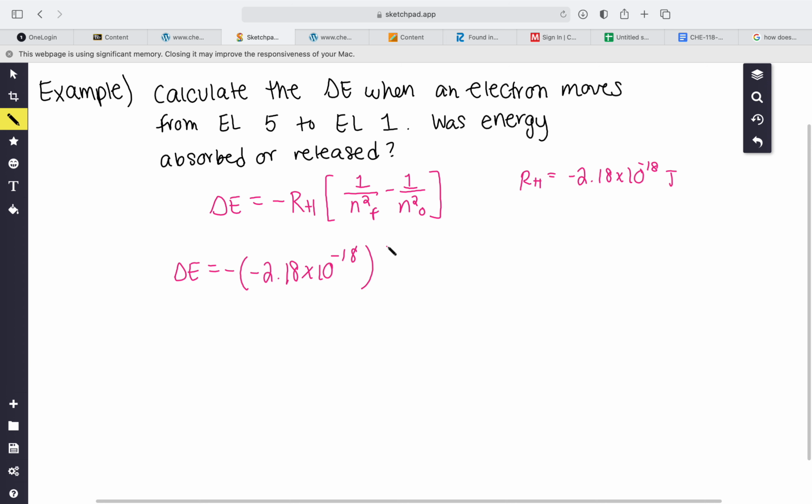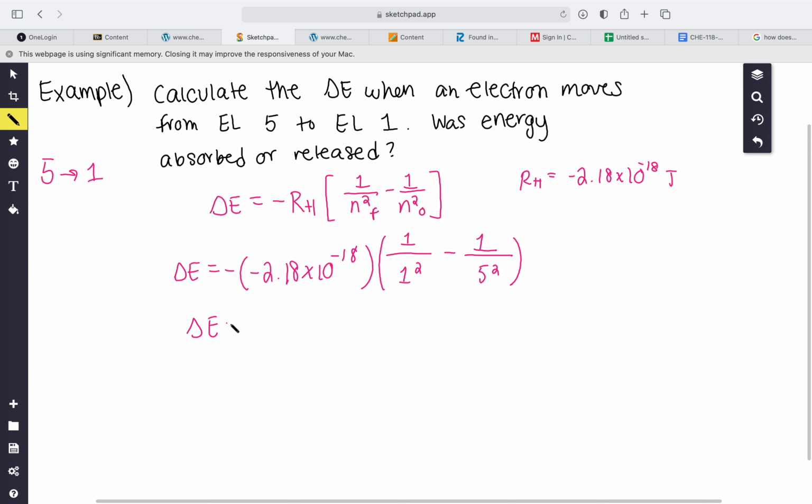And then we are going to multiply that by 1 over. I'm going to just write out the 1 over, because I'm going to now think about this. What would be our energy level final? So we're going from 5 to 1. That means our final is going to be 1 squared. And our initial is going to be 5.